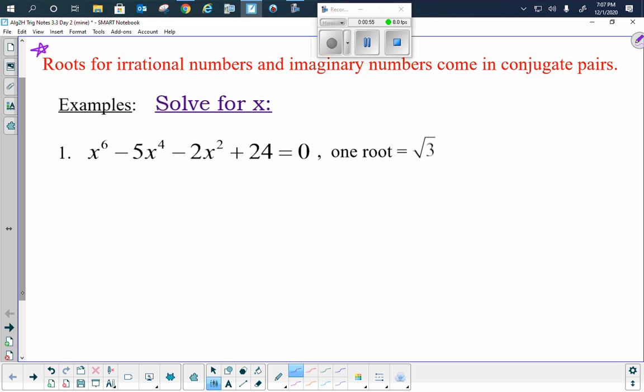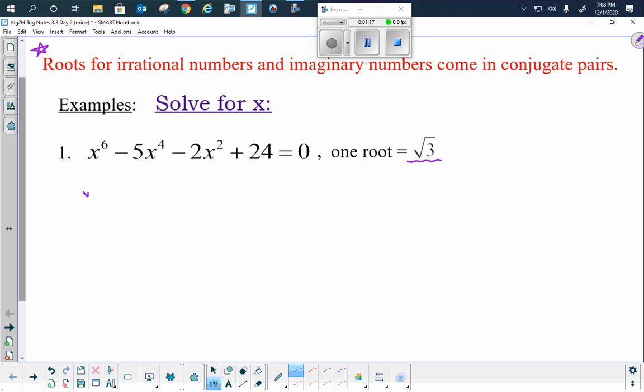Now notice, based on what we just said in that red statement up there, when I tell you one root is √3, I'm really giving you 2 roots, and that's what you've got to realize. They come in conjugate pairs, because that's an irrational number. So √3 is a root, means -√3 is also a root. Okay, so here we go.